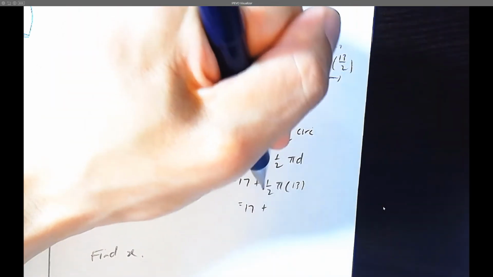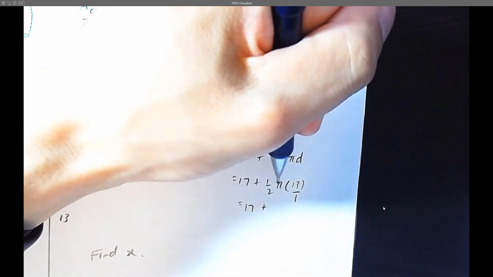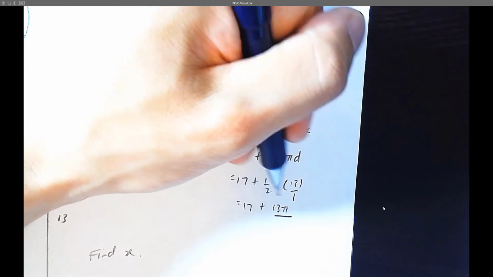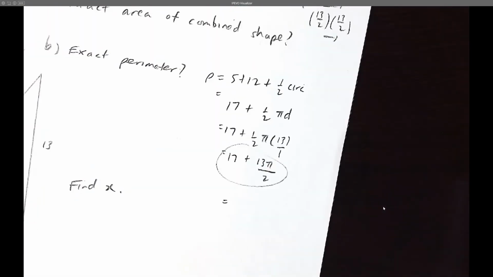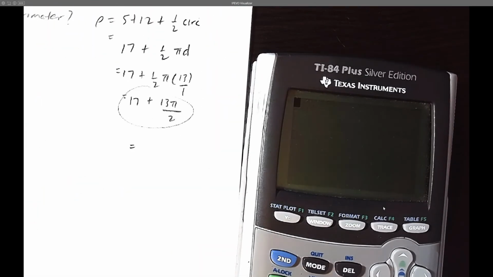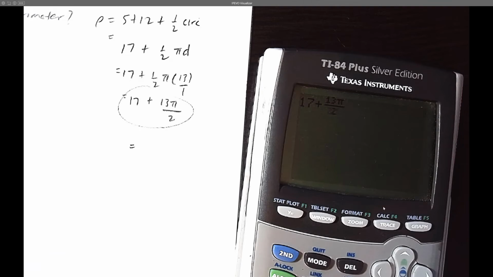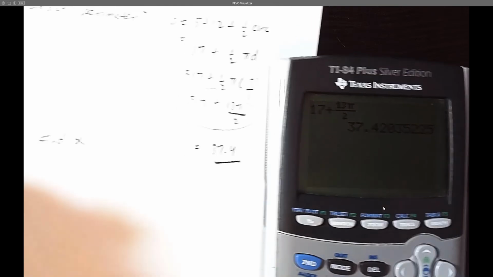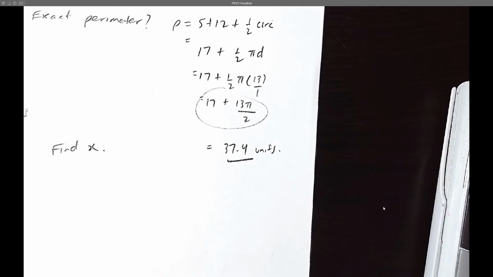So 1/2 pi is the same thing as pi over 2. And then we have pi on the top. And this is the same thing as 13 over 1. So pi times 13 is going to be 13 pi. And the denominator, we're just multiplying fractions. 2 times 1 is 2. So this is an exact answer. If you prefer to have a decimal answer, let's go 17 plus 13 pi over 2. We get 37.4. Now this is a length, so we're not going to say units squared, we're just going to say units. Whatever the units are, meters, centimeters, whatever it is.